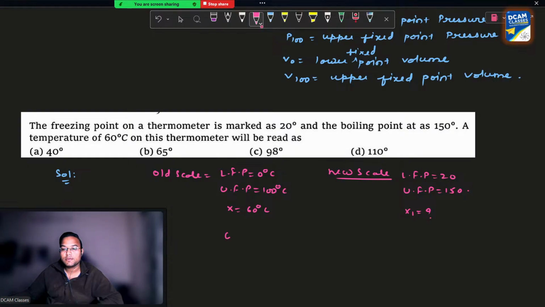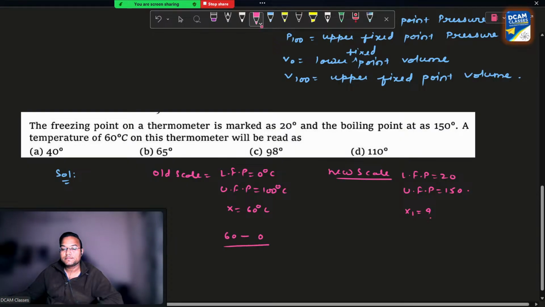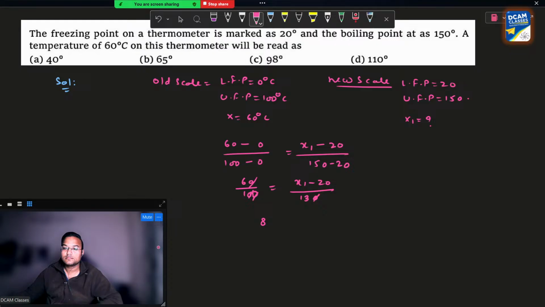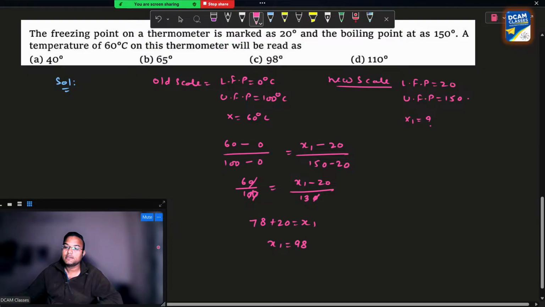So you'll use this formula: 60 minus 0 by 100 minus 0 is equal to x1 minus 20 by 150 minus 20. 60 by 100 is equal to x1 minus 20 by 130. 78 plus 20 is equal to x1. X1 will be 98 degrees Celsius. Solved. Now let me give you one more question.